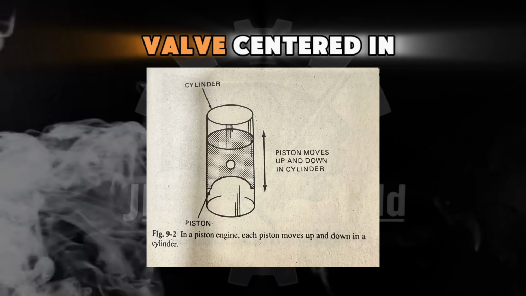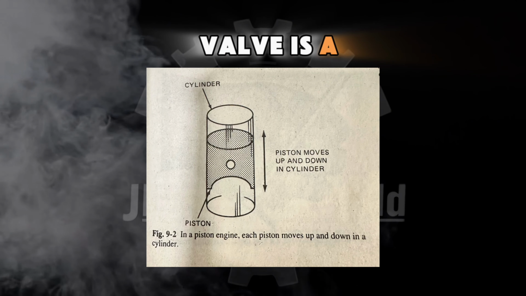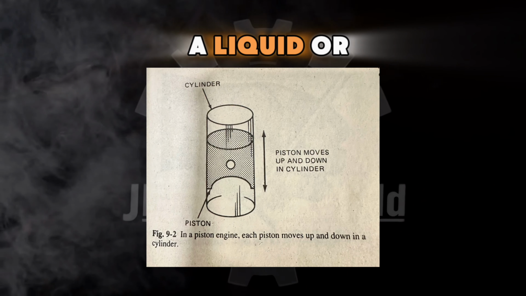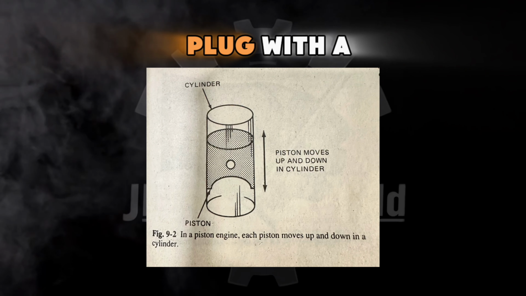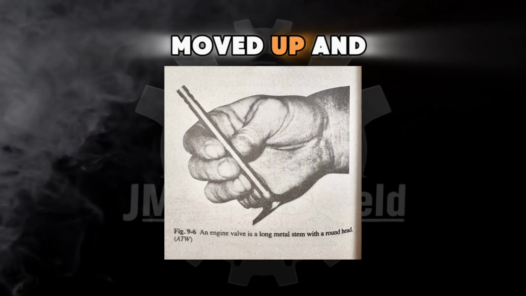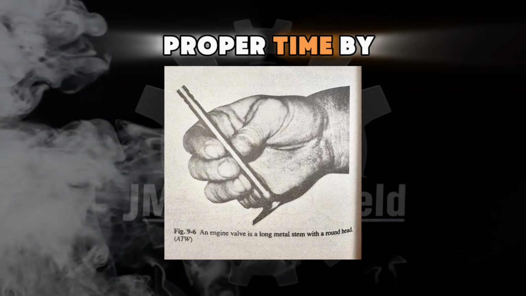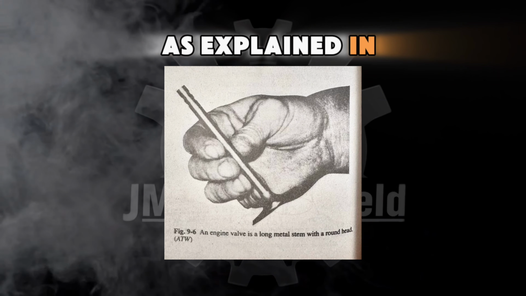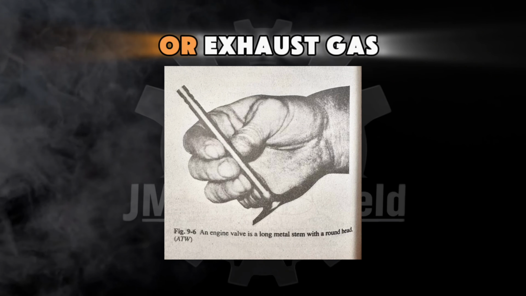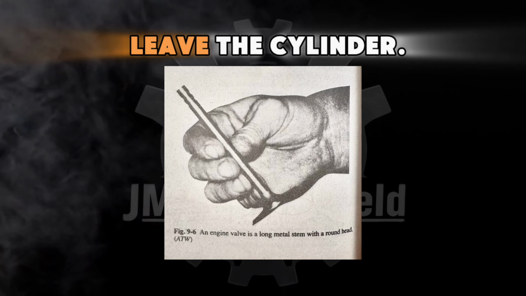There is a valve centered in each port. A valve is a device that can be opened and closed to control the flow of a liquid or gas. The engine valve is a plug with a round head on a long stem. Figure 9-6. It is moved up and down at the proper time by the valve train, as explained in Chap. 14. This closes the port so no air-fuel mixture or exhaust gas can enter or leave the cylinder.